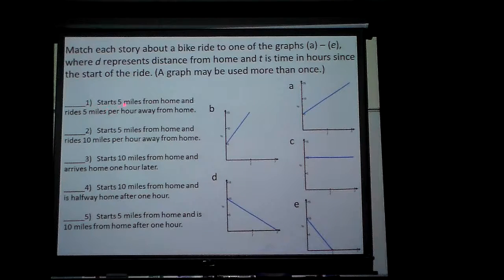Number one, we start 5 miles from home. So the first thing, before I, well, go ahead and read the sentence. Ann rides 5 miles per hour away from home. So first off, let's look at this here. I need to find the ones that start at 5. A starts at 5, B starts at 5. So that already eliminates what? C, D, and E, because they don't start at 5.